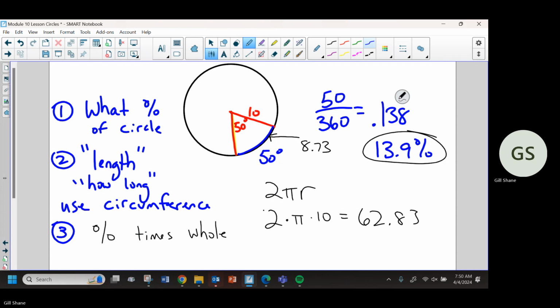Oh, I said 8.73 right there. I mean, you might have gotten something a little bit different depending on where you round and everything. All right, so that's your exit ticket. That's a quick review. And then mainly, I just wanted you to add that into your steps. Or if you didn't get the steps, if you weren't here, those were the steps.